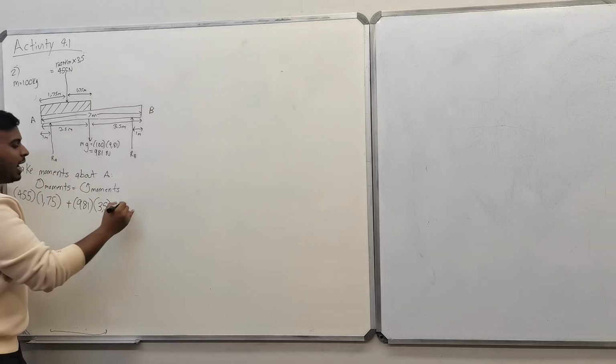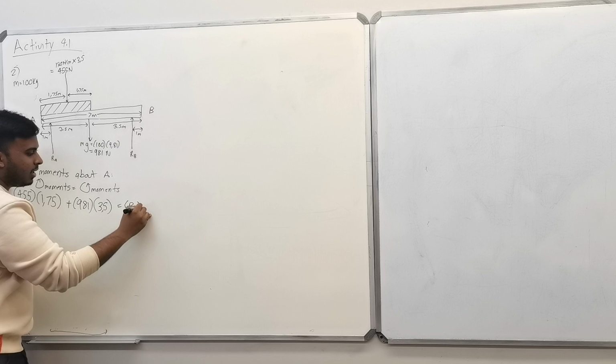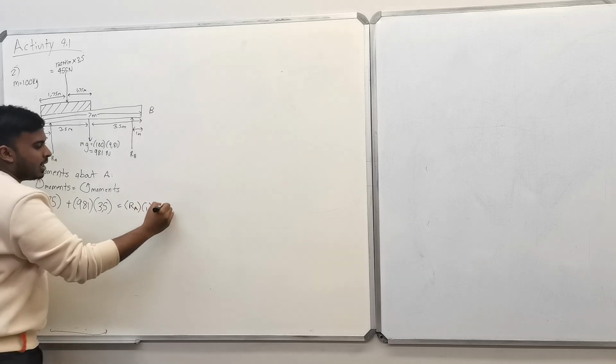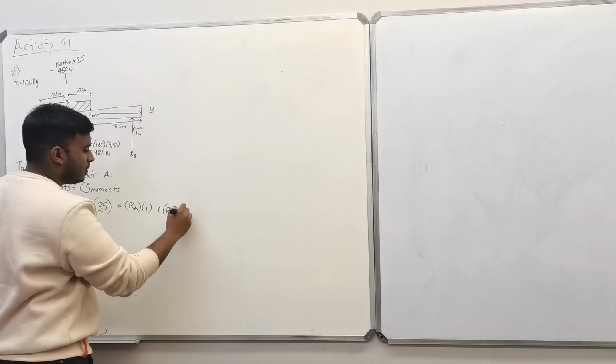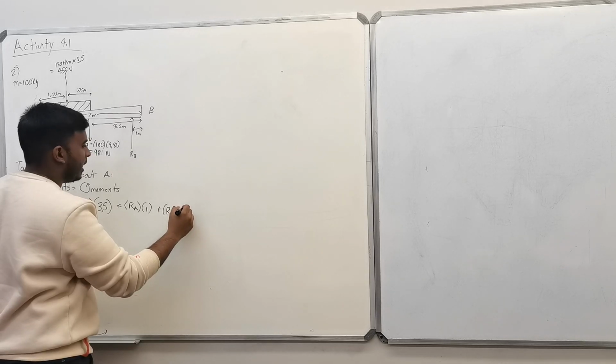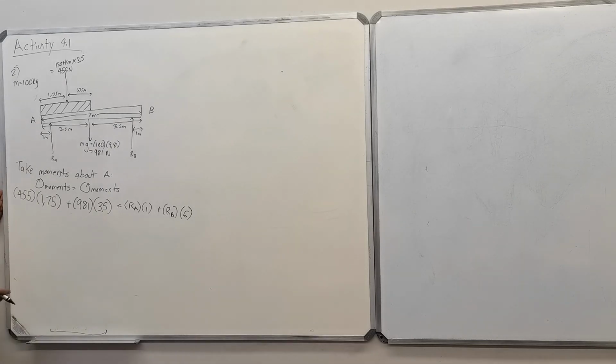So for here, how far is RA from A? 1 meter, right? Plus, how far away is RB from A? 6, right? So, what does this become?